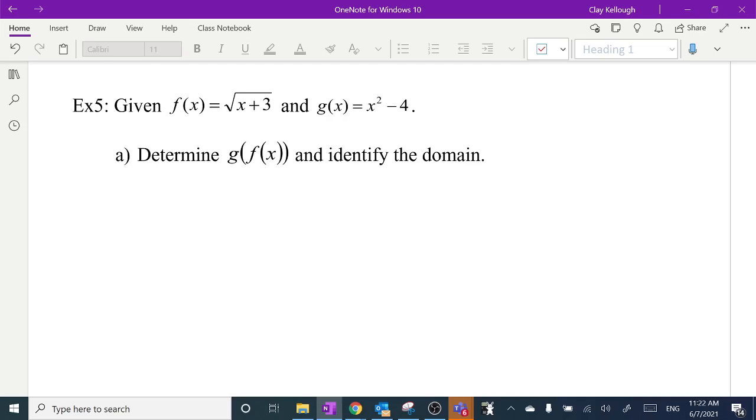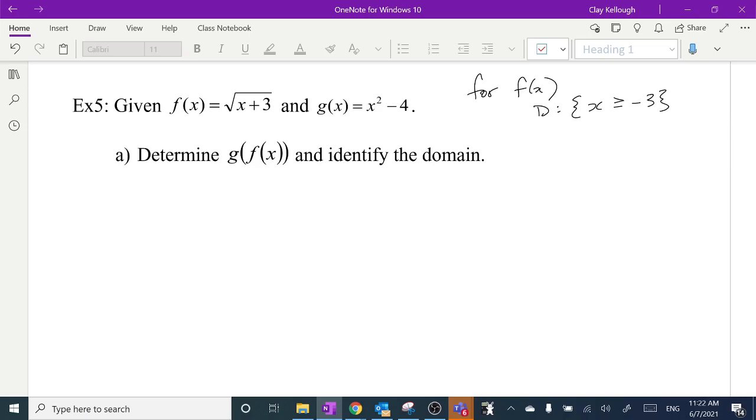Now, this one is different than all the others we've done algebraically, because notice there's some things here that x can't be, right? So notice that the domain for f of x is that x has to be greater than or equal to -3. If you put in -4 for x, you can't square root it, because you can't square root a negative, at least not in real numbers. So now this one's asking, determine g of f of x and identify the domain.